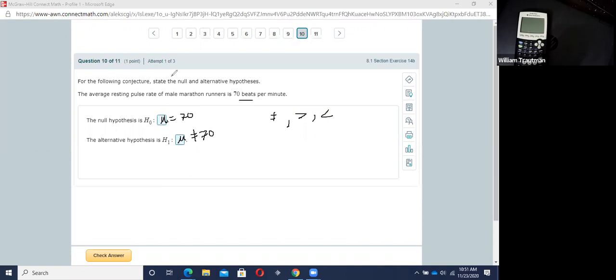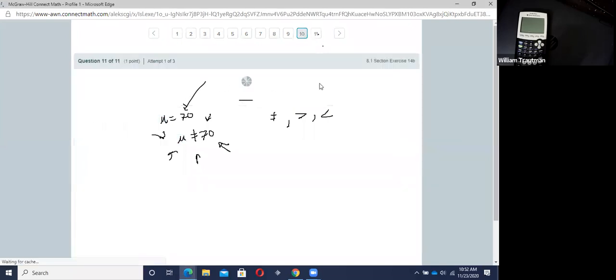It says a male runner has 70 heartbeats. That's kind of hard for every marathon runner to have exactly 70. You can have greater than or less than. Another way of writing that is not equal to. Since it doesn't say greater than or less than, we just say it's not equal to. We know the null is always going to be equal. The alternative here, since they didn't say less than or greater than or at most or at least, we write down not equals. And I think that's all I wanted to do.